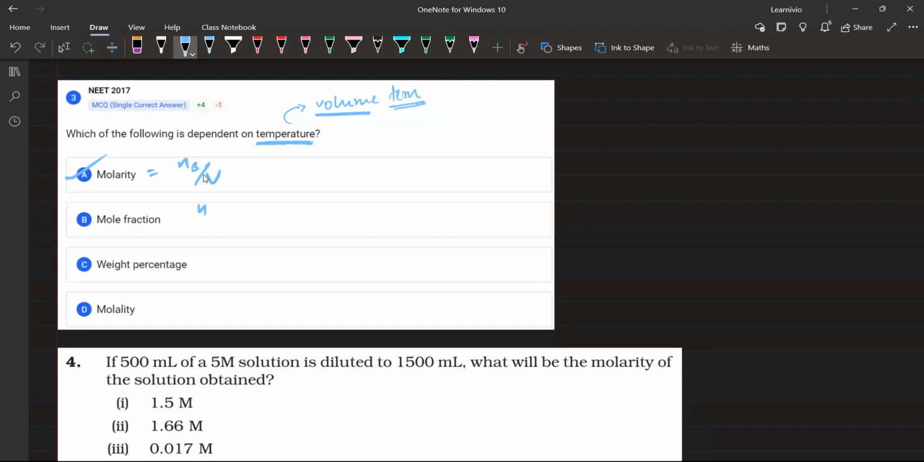In mole fraction, we only have the number of moles of solute divided by the number of moles of solvent plus the number of moles of solute. So it is completely number of moles. There is no volume term here, and the number of moles only depends on the mass of the solute. Next, the weight percentage is basically mass by mass, so it doesn't have any volume component. Molality is also the number of moles of solute divided by the mass of solvent in kgs, so it is completely dependent on mass only. So we have the correct option, molarity. That was the first option.